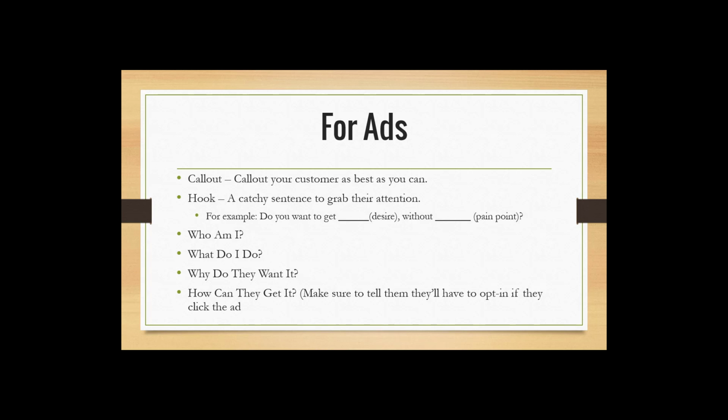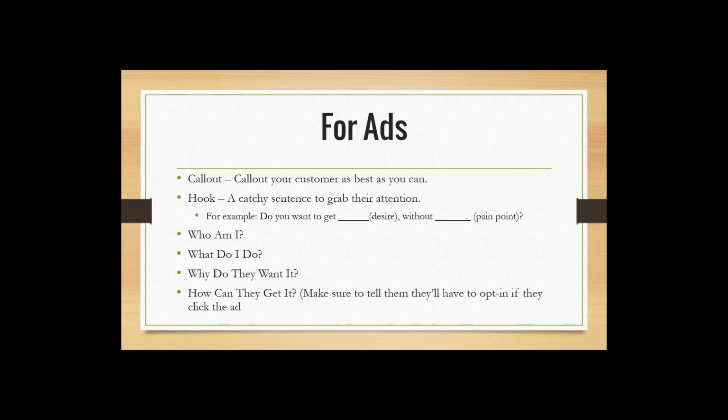All right, so you've got to call your customer out as best as you can. So what's the call out? Who is your customer? If you're a baker and you're making cakes, and maybe your specialty is birthday cakes for children, then you're going to call out moms, grandmoms, maybe aunts. And then your hook, it's got to be a catchy sentence to grab their attention.